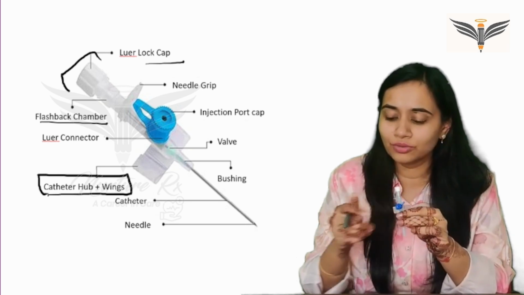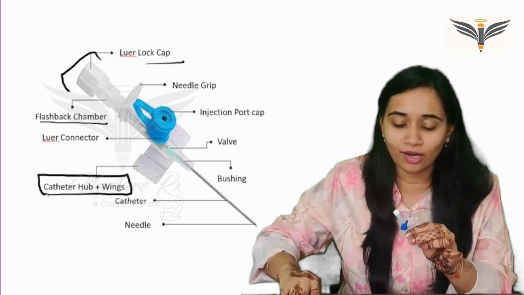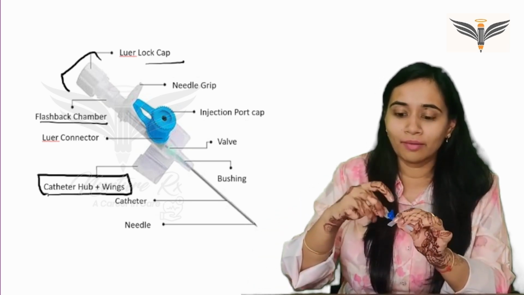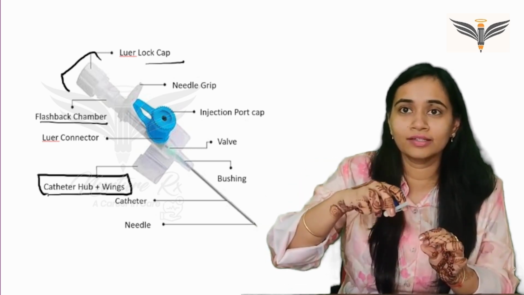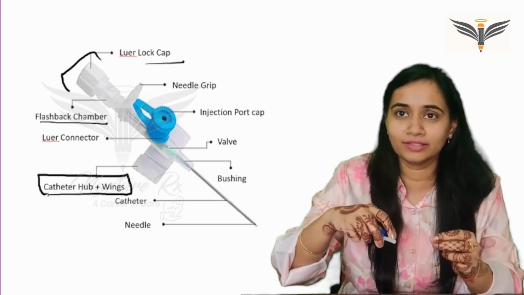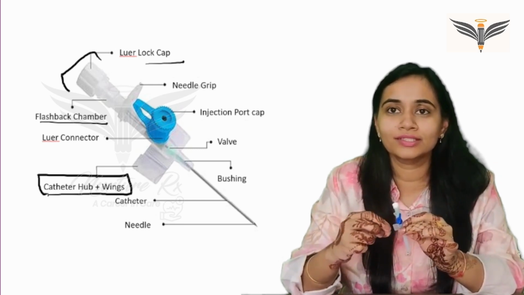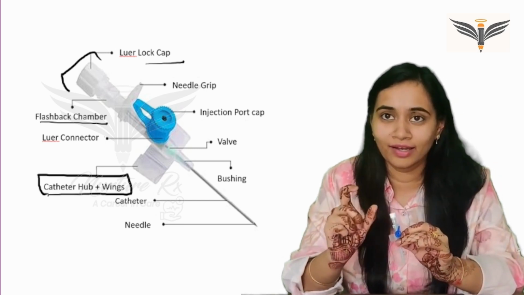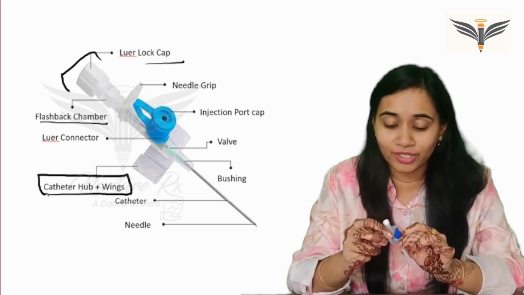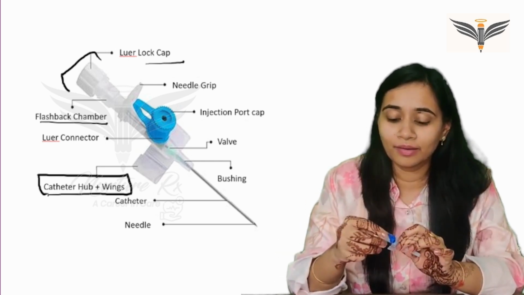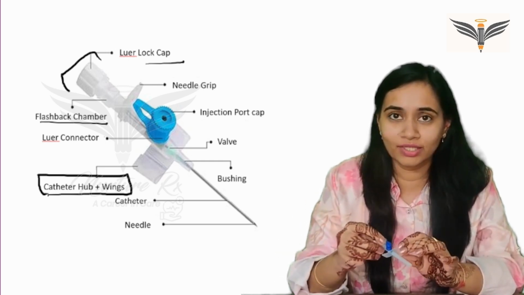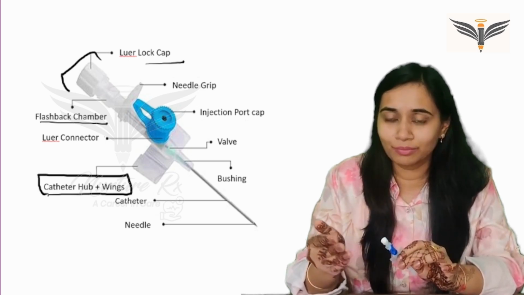So what does it do? Whenever you're holding a cannula, how will you hold it? You have your thumb here and you have your fingers here. So the process of insertion becomes easier. So what is the use? This is ergonomic. That's the word for it. When you're inserting the cannula, it becomes easy to hold the cannula and insert it properly.